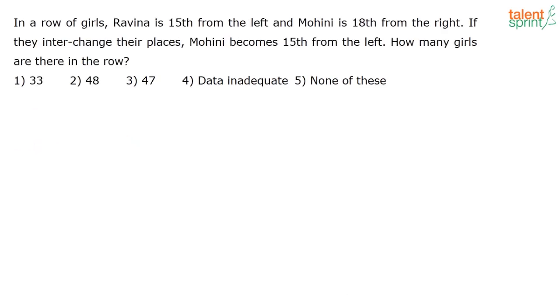Clear? Okay. In a row of girls, Ravina is 15th from the left and Mohini is 18th from the right. If they interchange their places, Mohini becomes 15th from the left. How many girls are there in the row? So how do we solve this? Ravina is 15th from the left. This is Ravina, and Mohini is 18th from the right. Now if they interchange their places, Mohini becomes 15th from the left, which is obvious for us, right? If Mohini comes here, she is going to be 15th from the left. How many girls are there in the row?